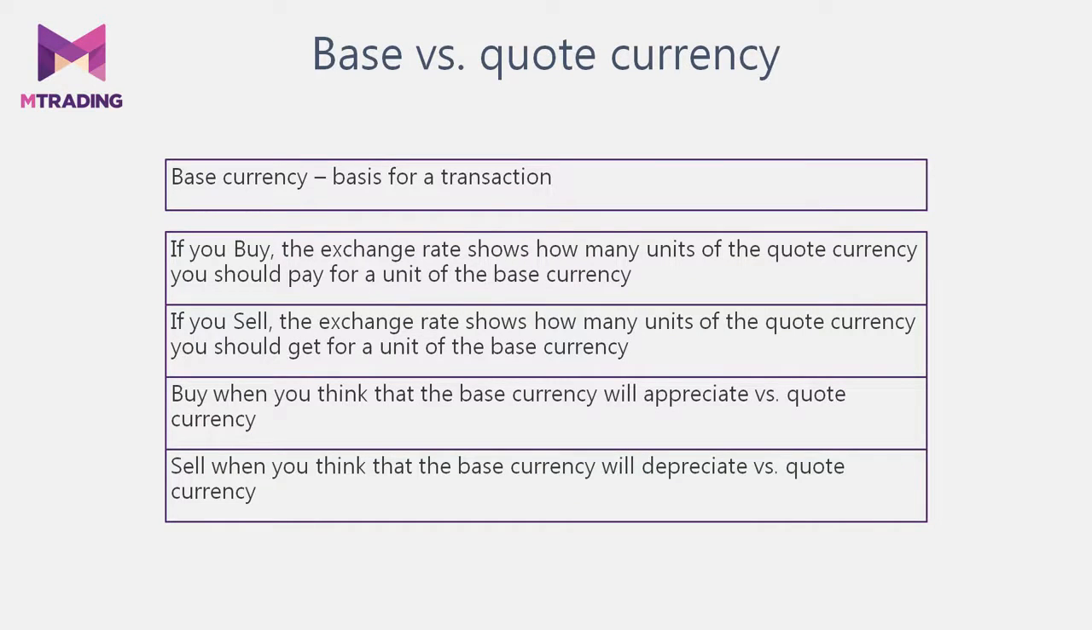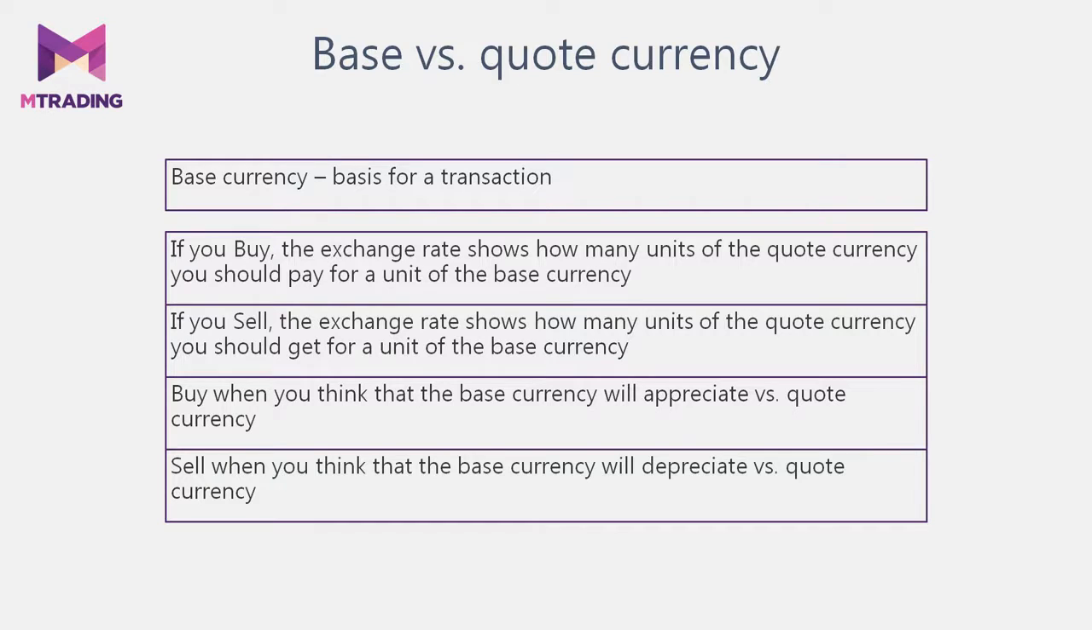Now that we know the markets that you can trade, it is important to understand how the price changes. So first, let's talk about the base and quote currency in Forex trading. Base currency is the basis for a transaction. If you buy, the exchange rate shows how many units of the quote currency you would pay for a unit of the base currency. If you sell, the exchange rate shows how many units of the quote currency you would get for a unit of the base currency.